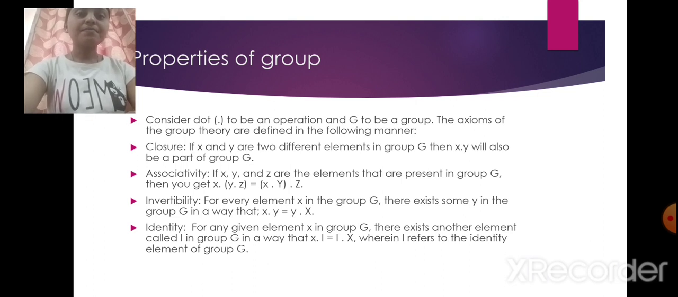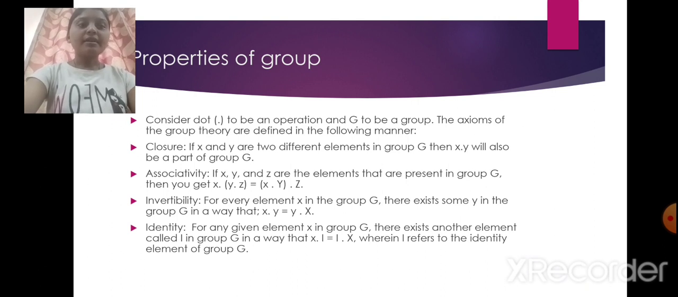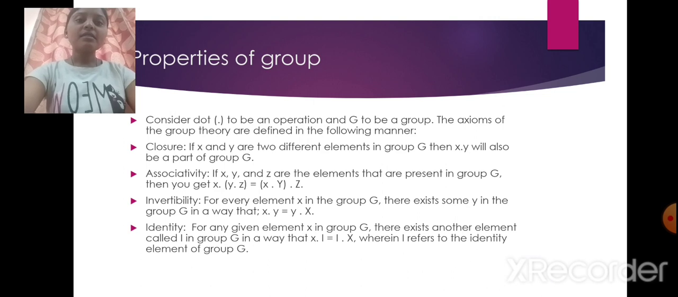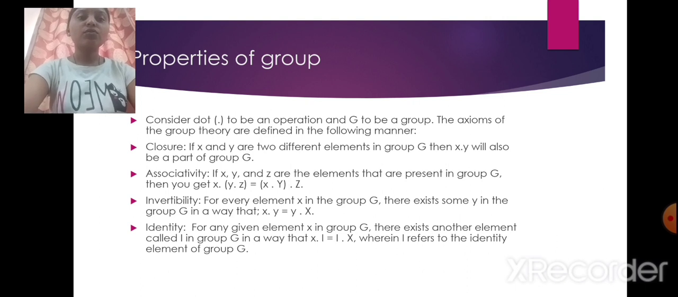Properties of group. Consider dot to be an operation and G to be a group. The axioms of the group theory are defined in the following manner. Closure. If X and Y are two different elements in group G, then X dot Y will also be a part of group G. Associativity. If X, Y, and Z are the elements that are present in group G, then X into Y into Z is equal to X into Y into Z.